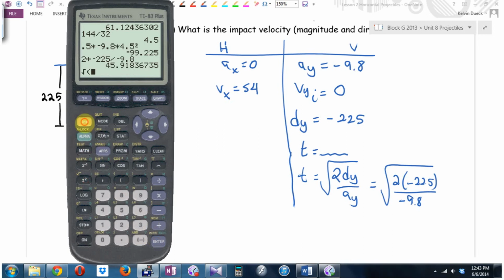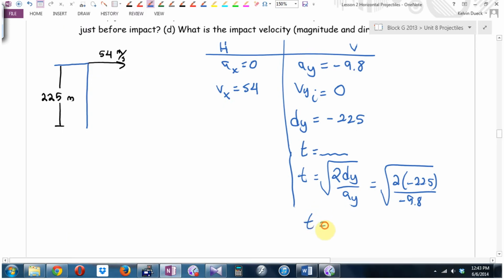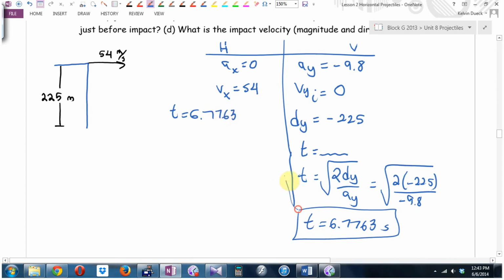Square root, 6 point what? 6.7763. I'll go 6.78, but I'll keep this number on my calculator. Actually, I'll write it to 5 sig figs, 6.7763, because that's not my final answer, so I'll carry some extra sig figs around. But I'll transfer it here. T equals 6.7763. Yoink.